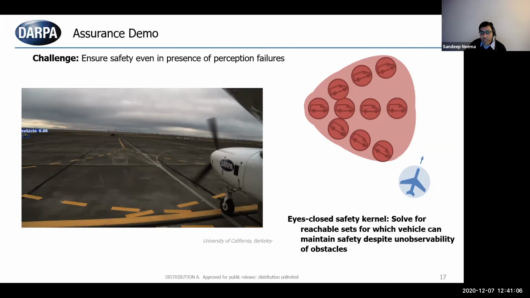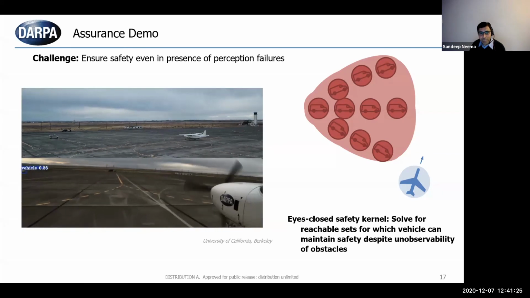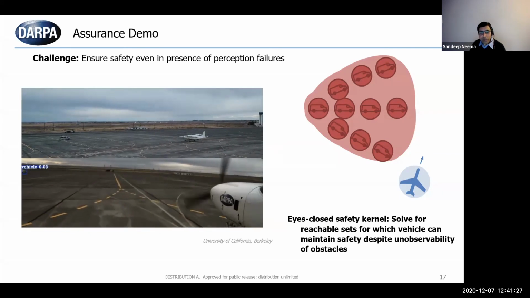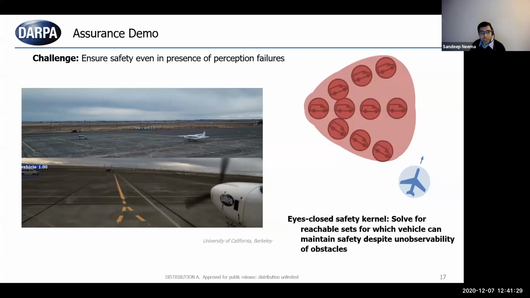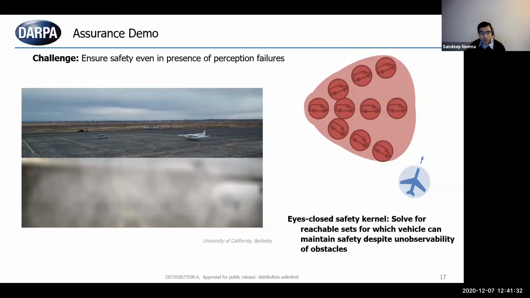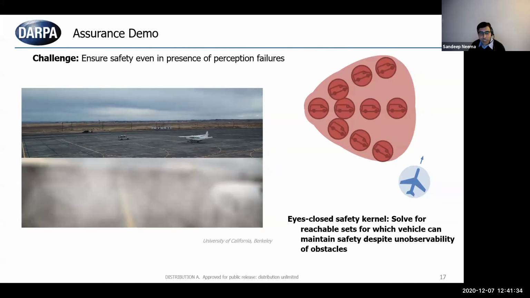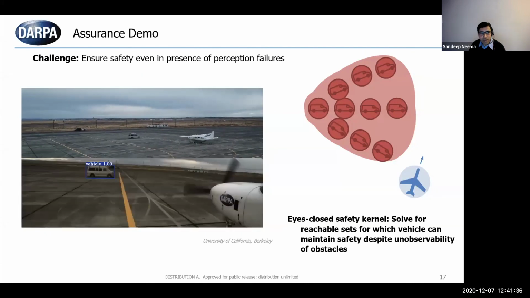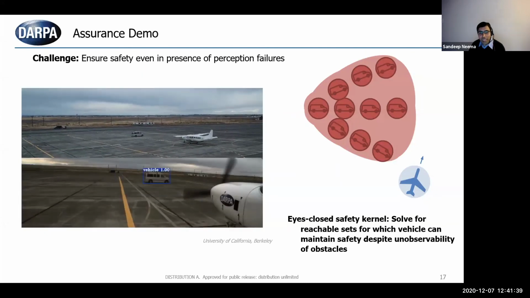Now, the interesting part of this problem is that we're also trying to work in a degraded condition. So if your perception degrades, what you'll see in the demonstration is that there is a perception component that provides the ability for this aircraft to track the runway and also detect obstacles. At some point, we artificially increase the degradation by introducing fog, and you lose tracking at that point.